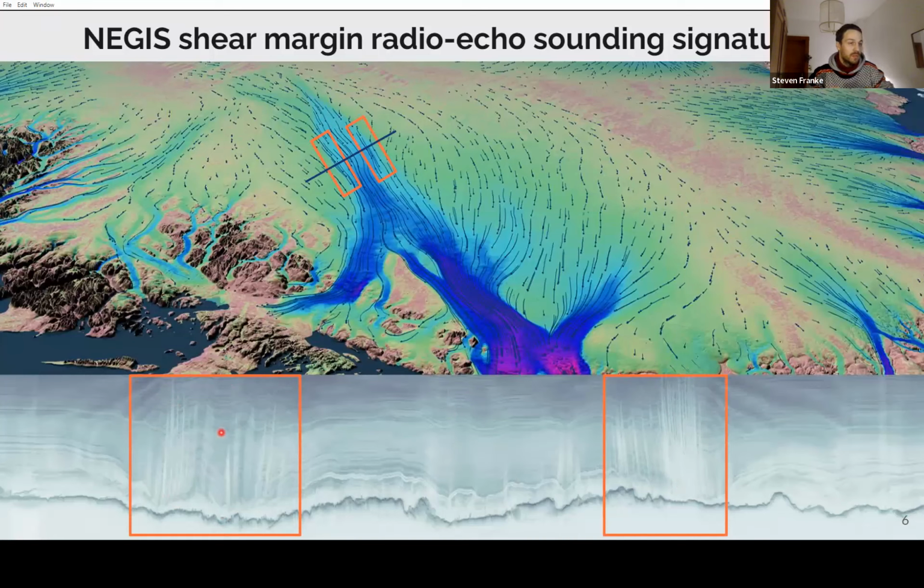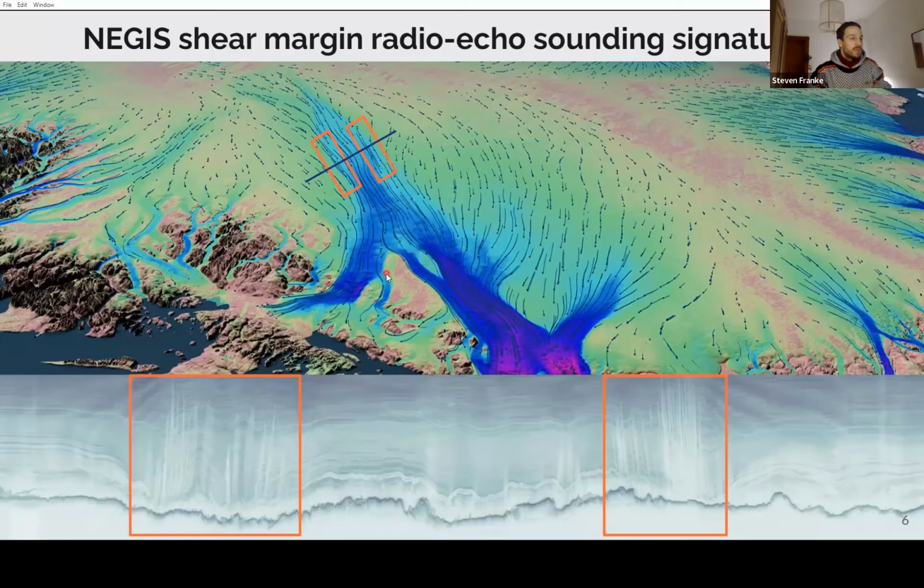These are caused by short wavelength faults, and due to processing reasons of the radar data and also geometrical issues in the acquisition, we have these low reflectivity zones. If we have a look at where these zones occur in the ice stream setting, we see that they are related to the shear margins of this ice stream. We can see this all over the place for NEGIS, so in the downstream region, but also very far upstream, very close to the ice divide.